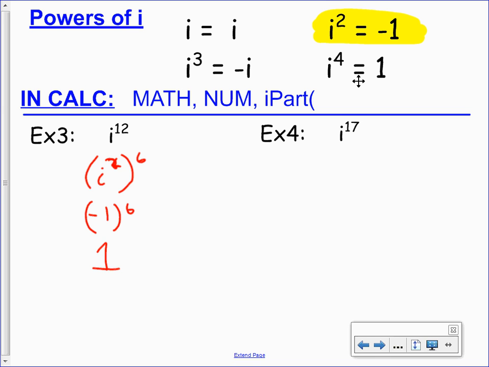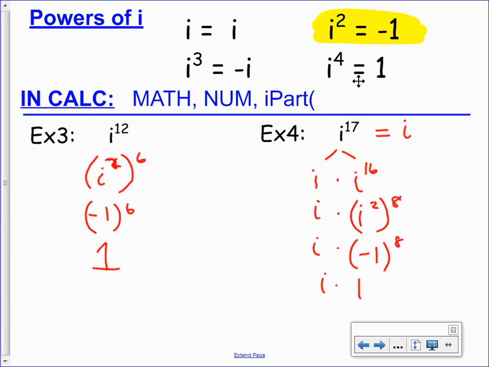Now 17. Can't divide it by 2, so you need to pull out an i. So this would be i times i to the 16. Keep the i there. Isn't i to the 16 i squared to the 8th? And i squared is -1, to the 8th is 1. So i times 1 is just i. That's how you do it by hand.